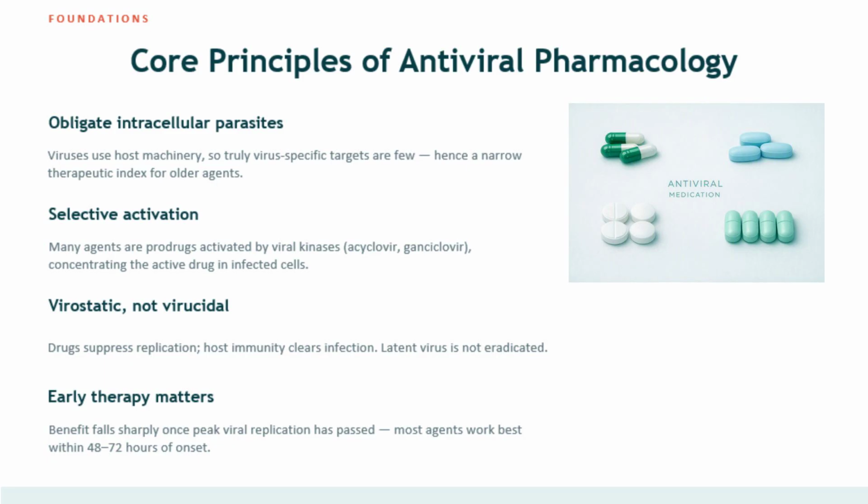Third, these agents are virostatic, not virucidal. They suppress replication. Your immune system does the actual clearing. And that's why aciclovir doesn't cure herpes. It doesn't touch latent virus in the ganglion. Fourth, timing. Viral replication peaks early. Start late and you're treating a battle that's already been fought. Remember, then we get to influenza and COVID.